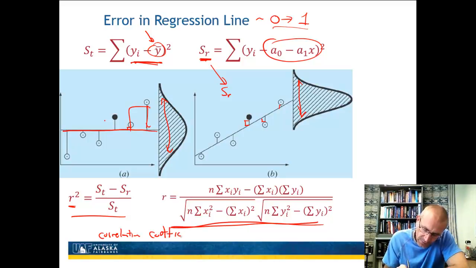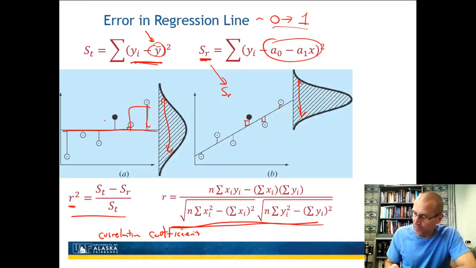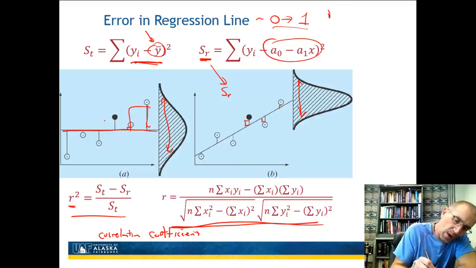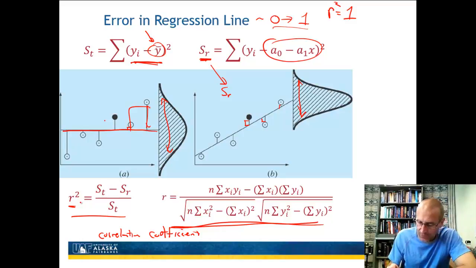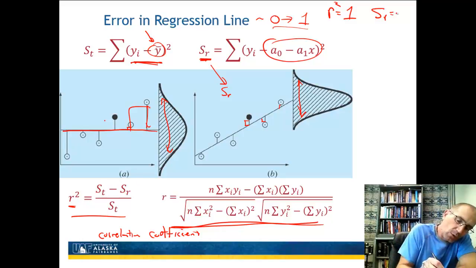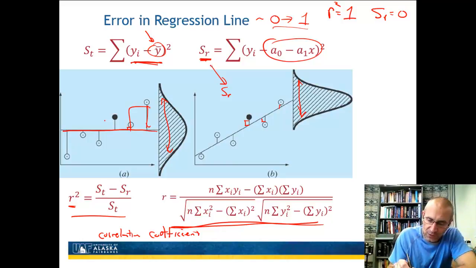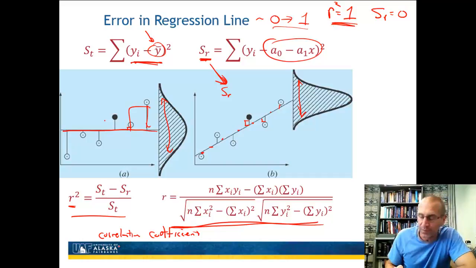So you'll often see when someone presents some data and they're claiming that it has a linear relationship, they'll give you a value of the correlation coefficient. So let's look at what the values of the correlation coefficient could be. Well, if r squared was equal to 1, if we look over here, what that means is that S_R would be equal to 0. So that means, if we look over on our diagram on the right, that the line went through all the data points. All the data points fell exactly on the line. So it was a perfect fit. So r squared equals 1 is a perfect fit.